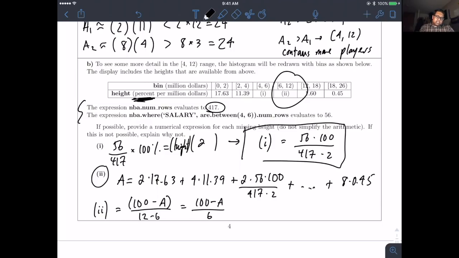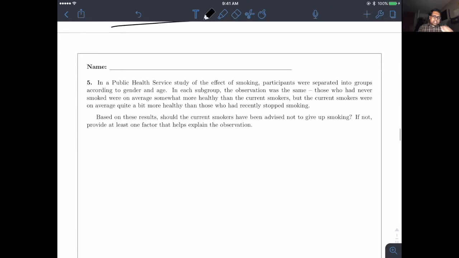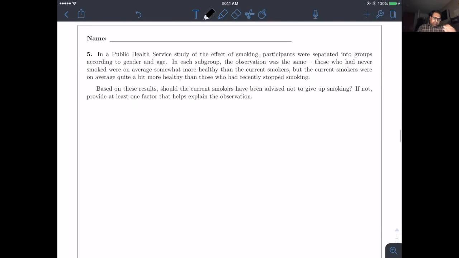So yes, it is possible to provide numerical expressions for both, and we've done just that. And you wouldn't really need to simplify anything further than what we have here. Like writing in terms of A and then subtracting away from A, that's just fine in terms of an answer for the exam.